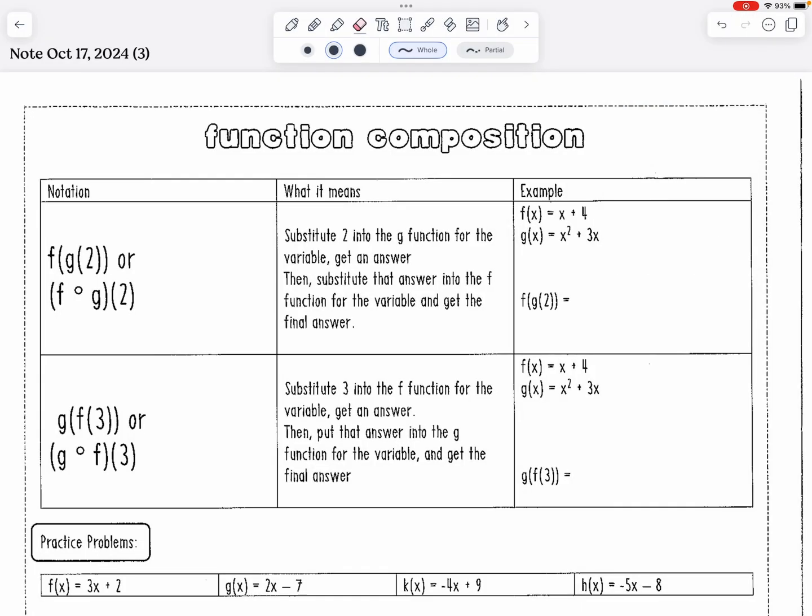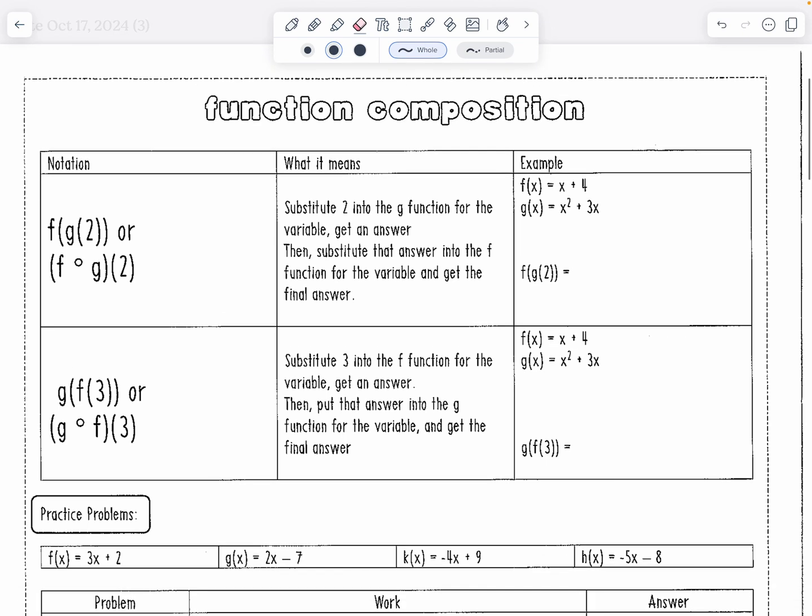All right, guys, so today we're going to talk about function composition. We've done adding, subtracting, and multiplying. Now we're going to look at a thing called function composition. The notation looks a little tricky, but I promise you it's not that bad at all.